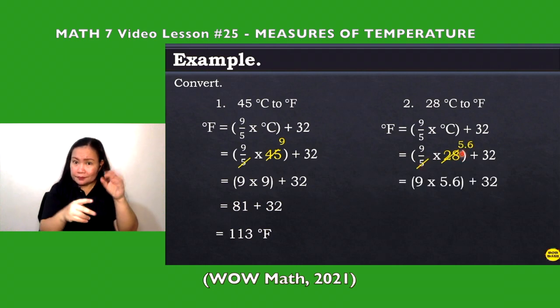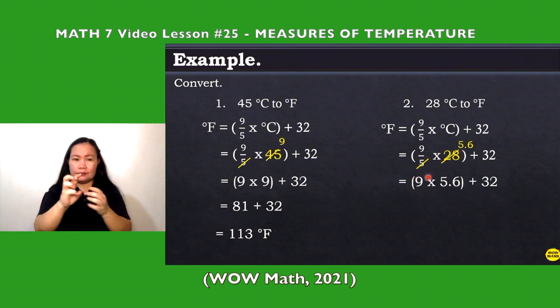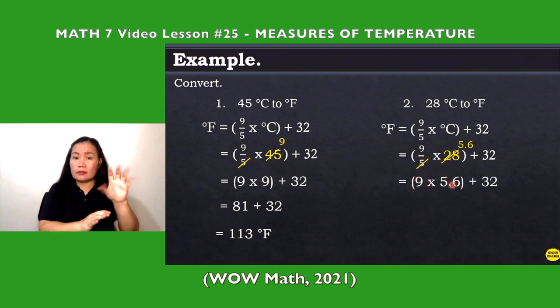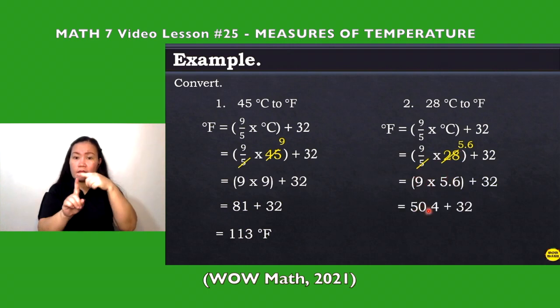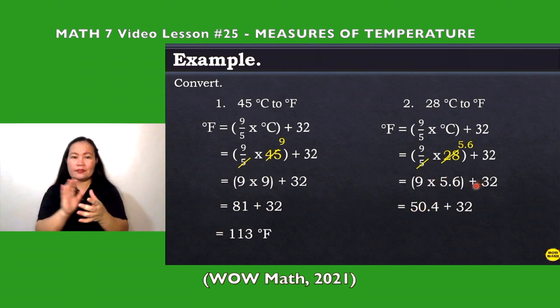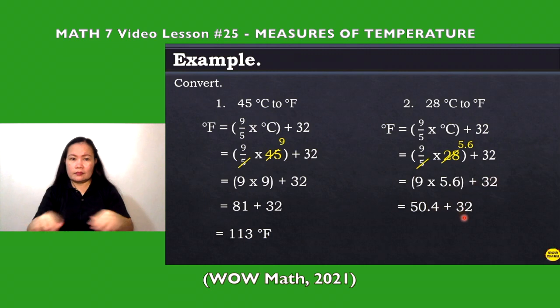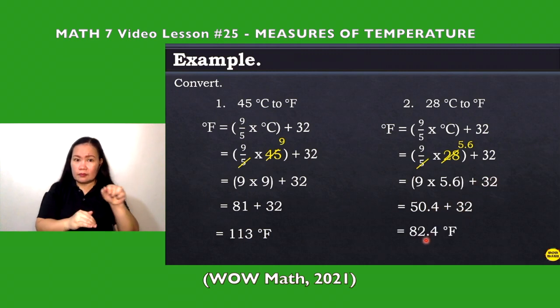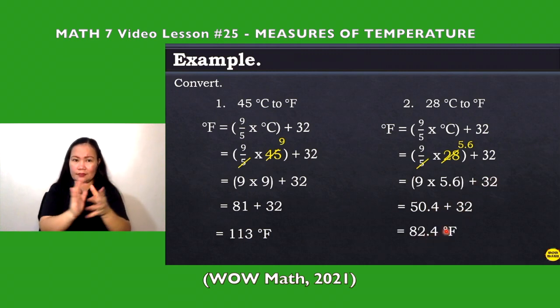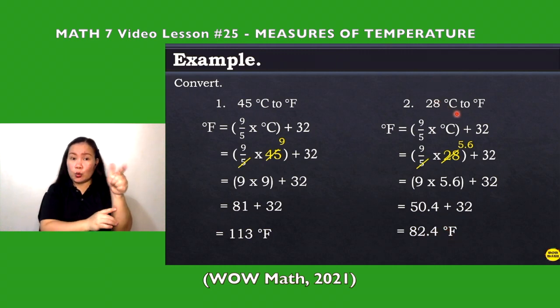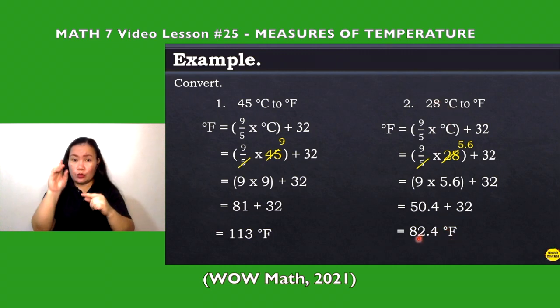So, we will multiply 9 times 5.6, and that is 50.4. So, tsaka natin i-add yung 32. So, 50.4 plus 32, that is 82.4 degrees Fahrenheit. Okay. So, therefore, 28 degrees Celsius is equivalent to 82.4 in degree Fahrenheit.